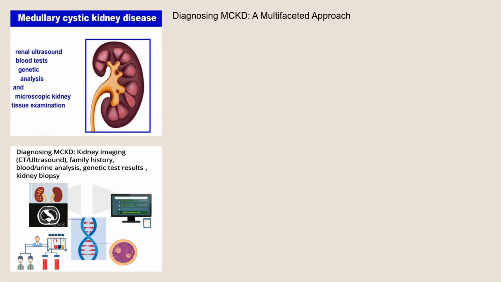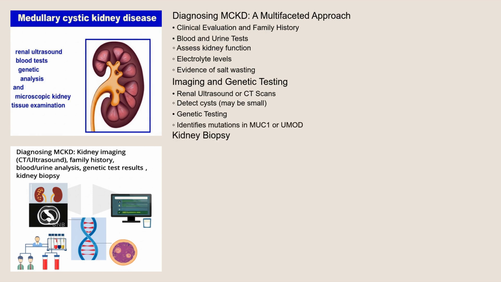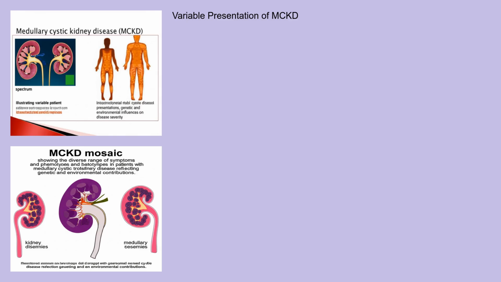Diagnosing MCKD requires a combination of clinical evaluation, family history, and specific tests. A detailed family history is crucial to identify potential genetic inheritance. Blood and urine tests are performed to assess kidney function, electrolyte levels, and look for evidence of salt wasting. Renal ultrasound or CT scans may reveal the presence of cysts, though these may be small and difficult to detect in early stages. Genetic testing is the most definitive diagnostic tool, allowing for the identification of mutations in the MEMC1 or UMOD genes. Kidney biopsy may be performed in some cases to examine kidney tissue and rule out other potential causes.